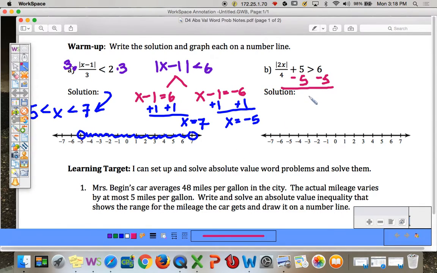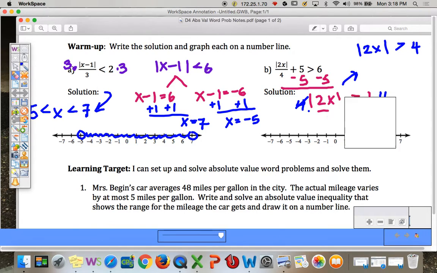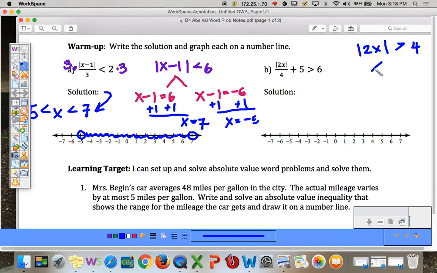Okay, so in B right here, we have the absolute value of 2x over 4 is greater than 1. Multiply each side by 4. The 4's cancel here. And I'll write it up here, the absolute value of 2x is greater than 4. Now we split it up. And when we split it up into the plus and minus, here's what it looks like. 2x can be 4, and 2x can be negative 4. And we'll divide each side by 2. And we'll get x is 2, and x is negative 2.